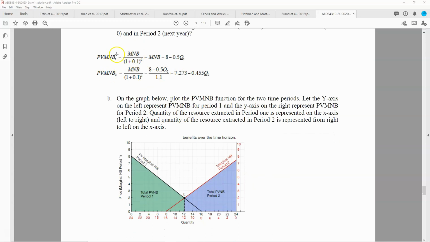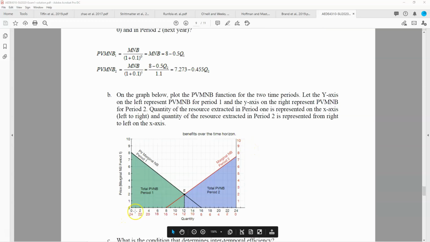And for question B, we need to plot those two functions on the graph. The left y-axis represents the marginal net benefit in period 1, and the right y-axis represents the present value of marginal net benefit in period 2. For the x-axis, from the left end to the right, it represents the amount of resource to extract in period 1, and from the right to the left end, it represents the amount for period 2 to extract. So when we plot those two functions on the graph, we should get the black line and the red line. And the black line represents the present value of marginal net benefit in period 1, and the red line represents that for period 2.